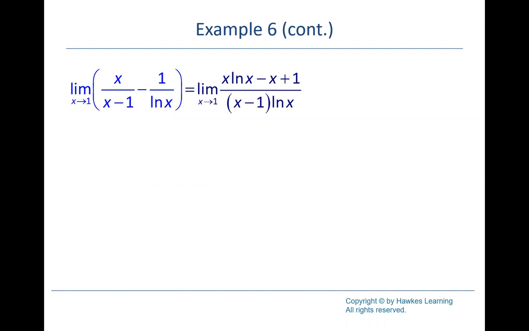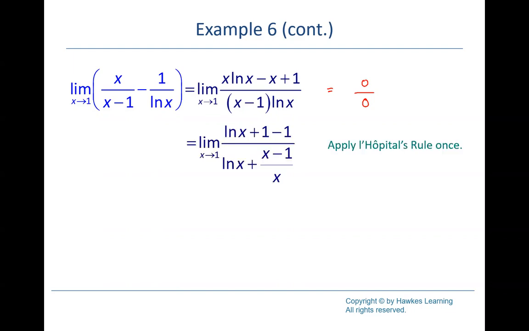At this point, if we evaluate this limit at 1, we can see that we get a 0 in the denominator, and we also get a 0 in the numerator. So this is in L'Hopital form, 0 over 0. Which means that we can proceed by applying L'Hopital's rule.